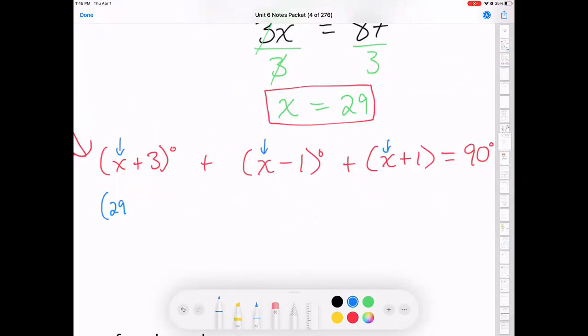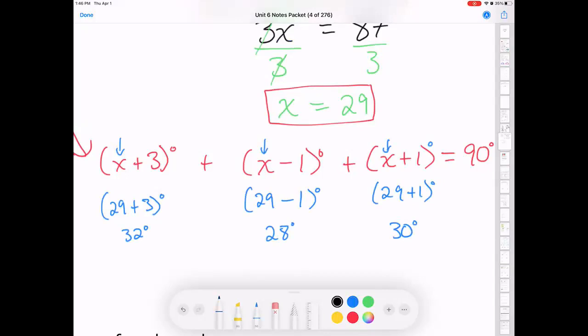And so for this first angle, we have 29 plus 3 degrees. So then that would come out to be 32 degrees. For our second angle, we have 29 minus 1 degrees for a total of 28 degrees. And then for our final one, we have 29 plus 1 degrees, which gives us a total of 30 degrees.